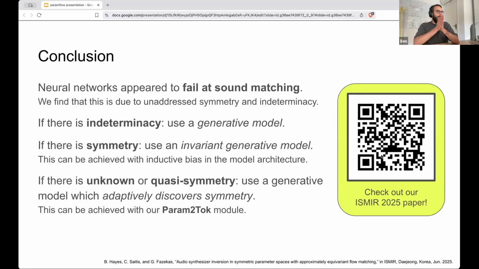Okay, very quick wrap up. So neural networks did not appear to be able to do sound matching or synth inversion. We're arguing this is due to unaddressed indeterminacy and symmetry. So the takeaways here: if there's indeterminacy, use a generative model. If there's symmetry, use an invariant generative model. And if there's something you don't know about the symmetry, use a generative model which adaptively discovers symmetry, like ours.